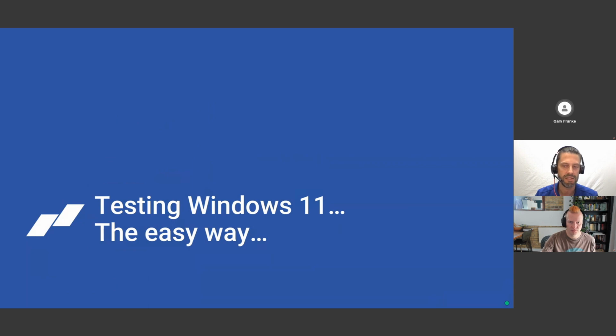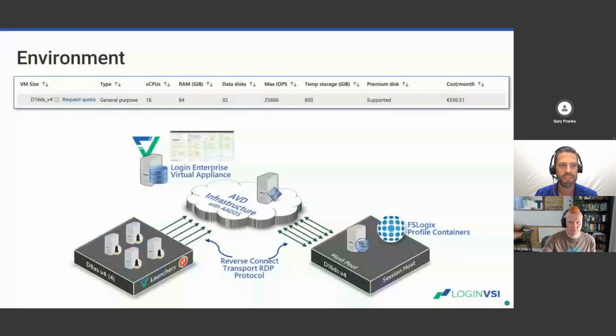So what we did was we started with an AVD infrastructure in Azure, and I started with the configuration of my host pool. And that includes configuring your session hosts. As you can see up here, I've got a D16 DSv4. Now, this is a pretty common instance that we've seen our customers use in their production environments. It's been a very popular selection.